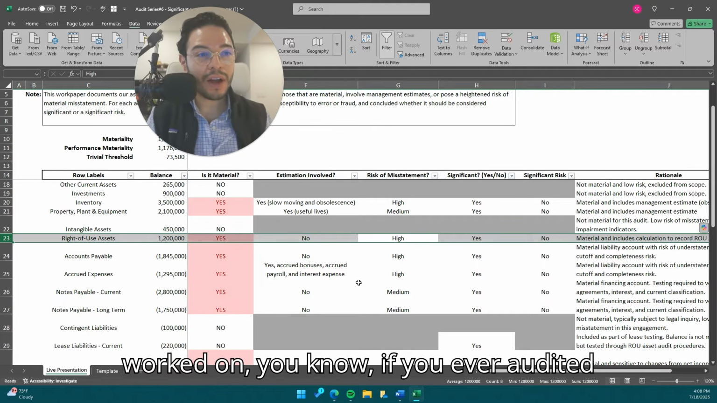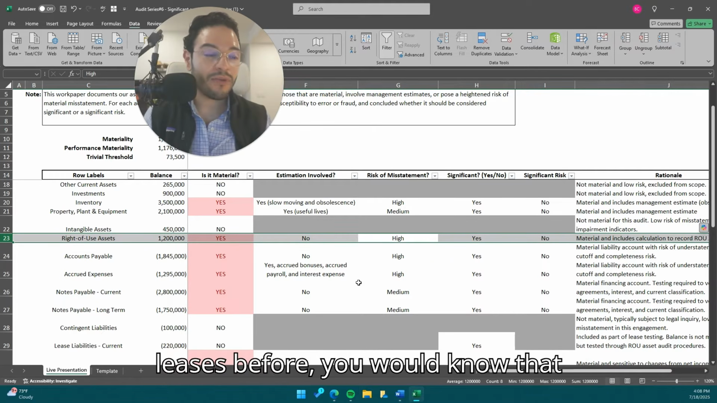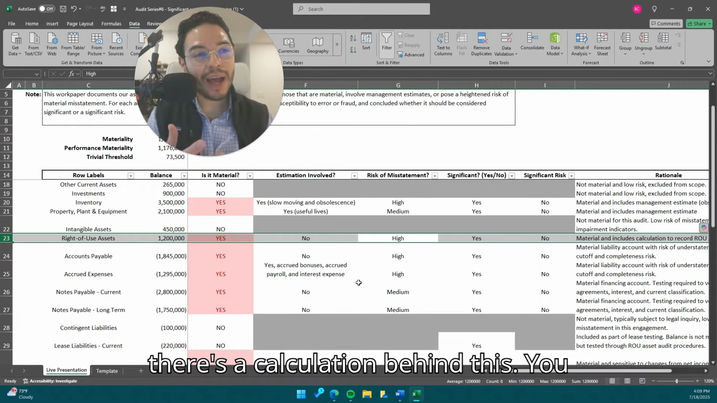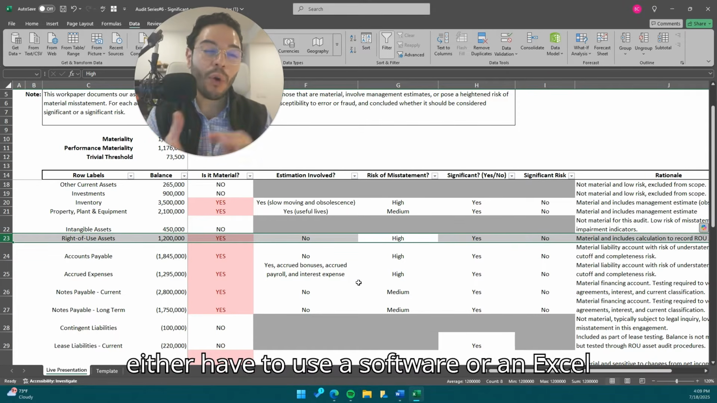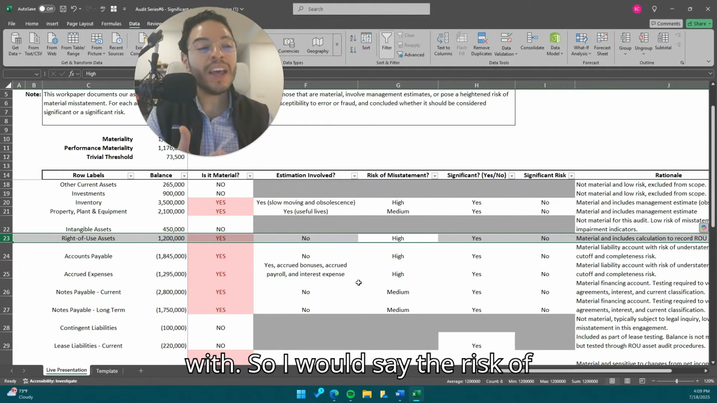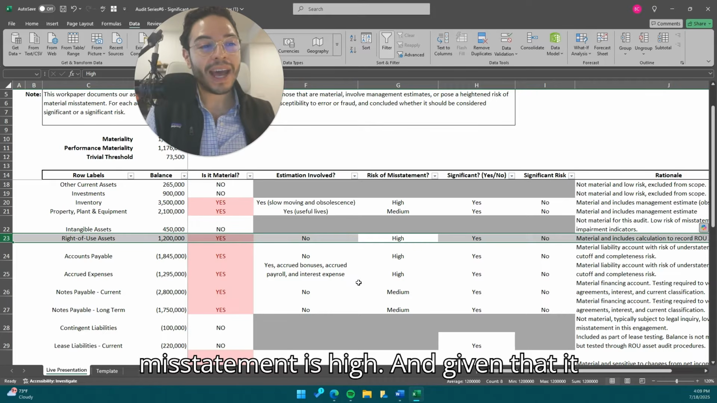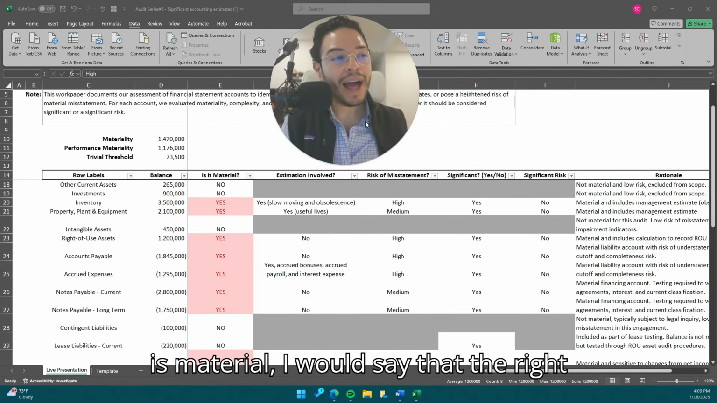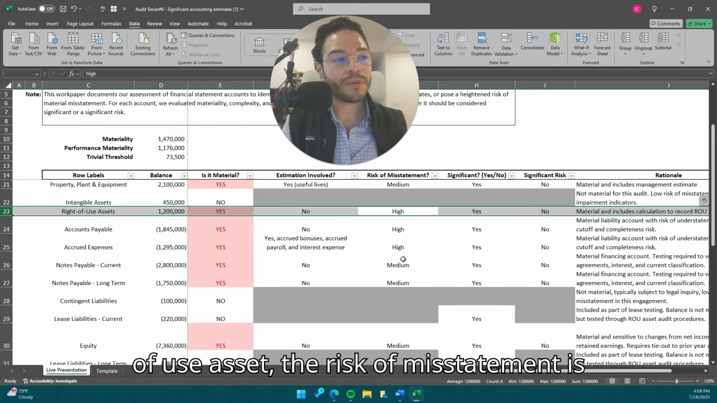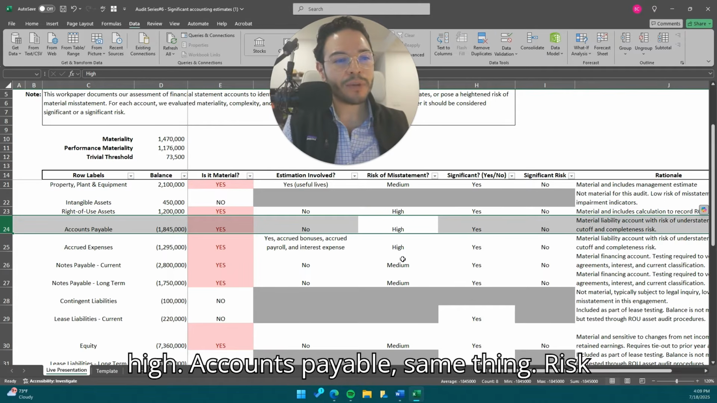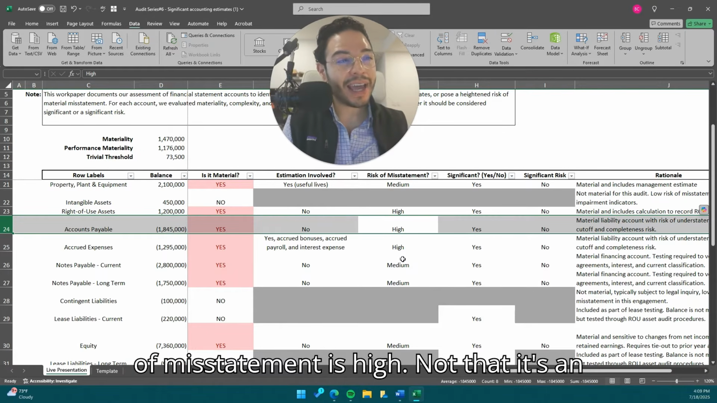If you've ever audited leases before, you would know that there's a calculation behind this. You either have to use software or an Excel template to calculate it. So I would say the risk of misstatement is high, and given that it is material, the right of use asset, the risk of misstatement is high. Accounts payable, same thing. Risk of misstatement is high.